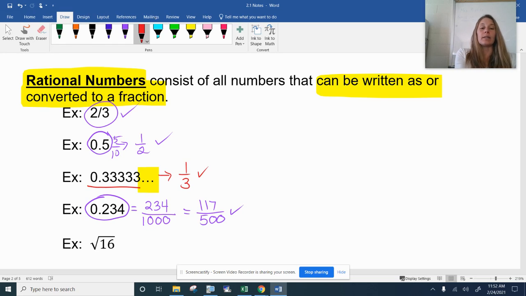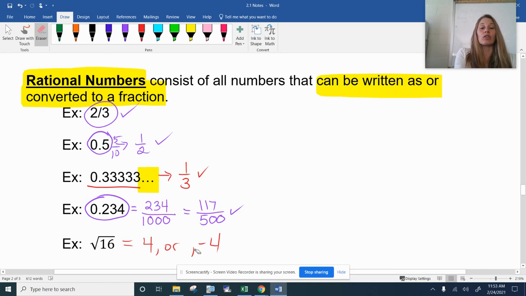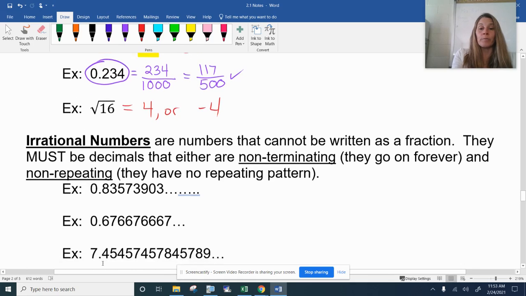And finally, for any square root that you can solve where the solution is a rational number, that radical itself would also be considered rational. And then the last group is the numbers that are not rational, and those are irrational.